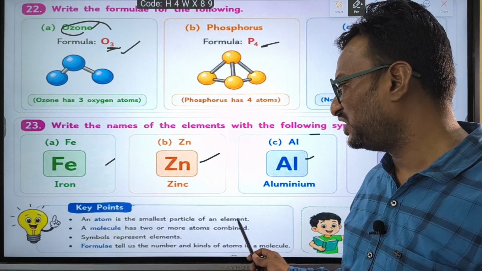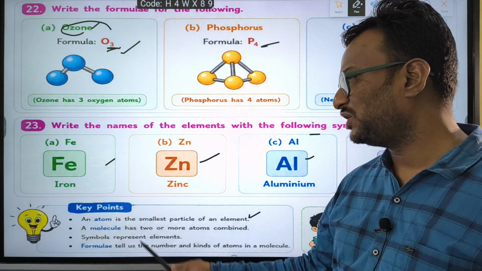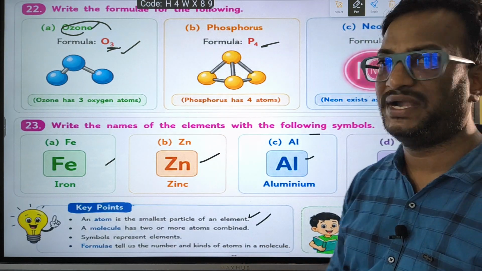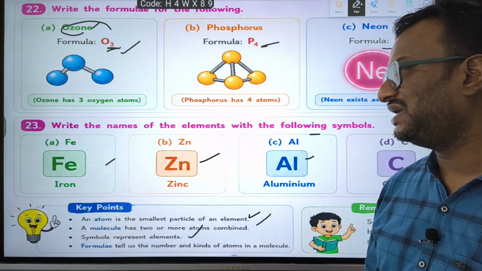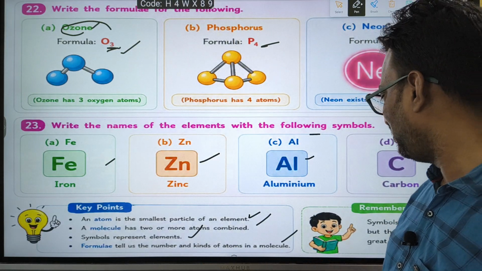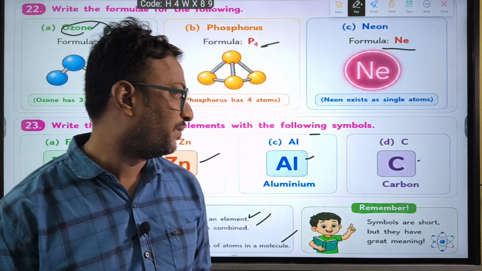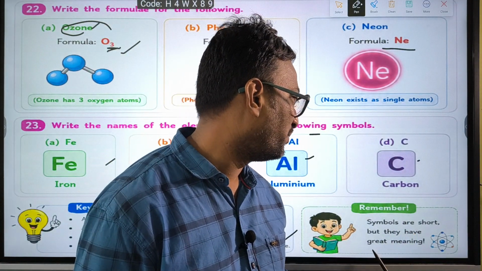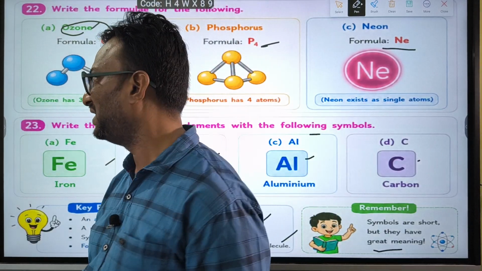An atom is the smallest particle of an element. A molecule has 2 or more atoms combined. Symbols represent the elements. Formulae tell us the number and kinds of atoms in a molecule. Symbols are short but they have great meaning.